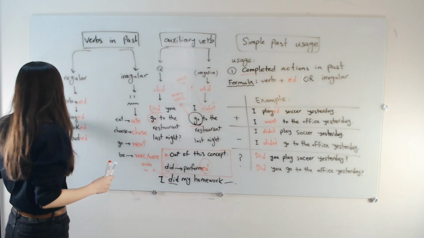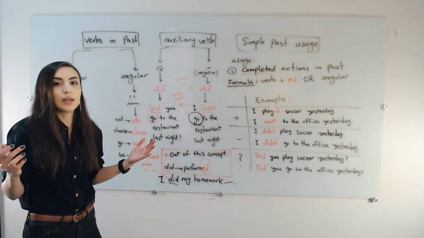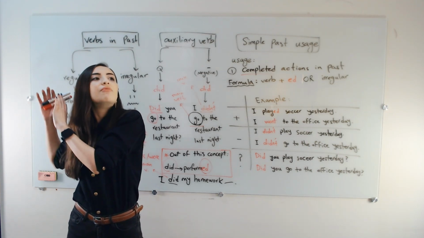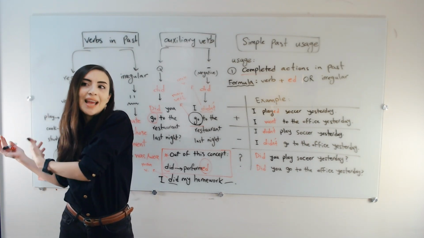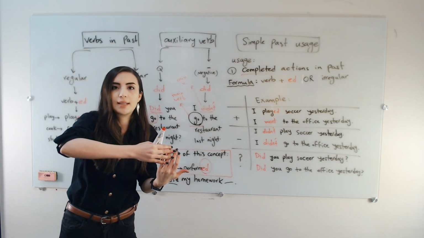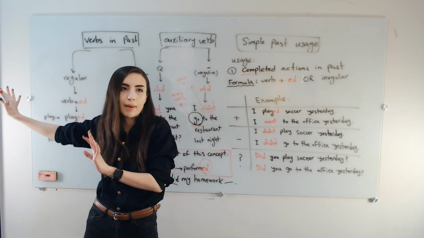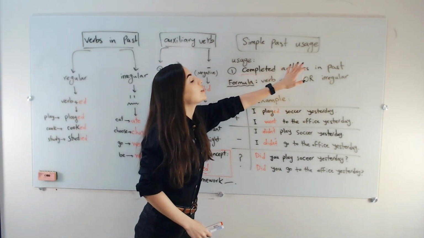So when I say, for example, I played soccer yesterday, it means that I did that activity yesterday and it happened, it finished, it completed in the past. It doesn't come to the present. It doesn't have results into present. It's in the past. Okay, so completed actions in past.